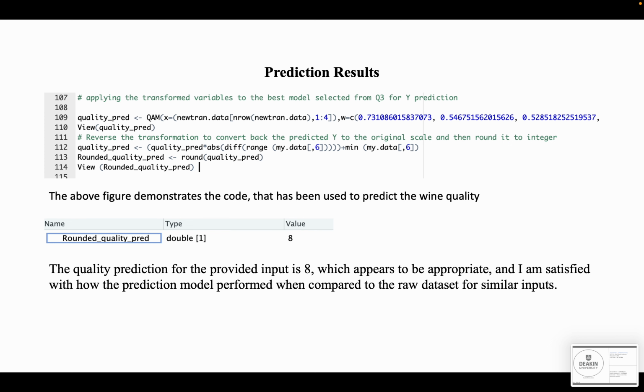To predict the wine quality, I applied the following functions, and the predicted quality came out to be 8, which appears to be appropriate. I'm satisfied with how the prediction model performed when compared to the raw data set for similar inputs.